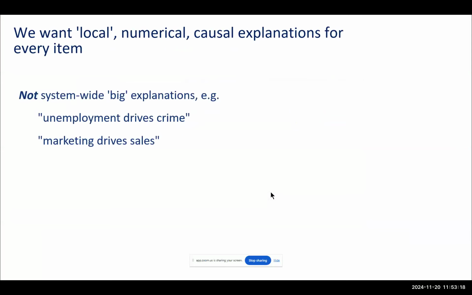So we are not looking for what people typically want to look for, which is kind of big system-wide explanations for what's going on. So if you're interested in what's causing the crime rate, you might have some view that it's unemployment that drives crime. If only we'd get the unemployment rate down, we'd have less crime. If you wanted to know what drives sales, oh, well, it's our marketing, isn't it? It's our marketing that drives sales. Well, those are not local, concrete, numerical explanations. I can't write an equation that says crime equals X multiplied by the unemployment rate. I can't write an equation that says sales equals X multiplied by my marketing spend.